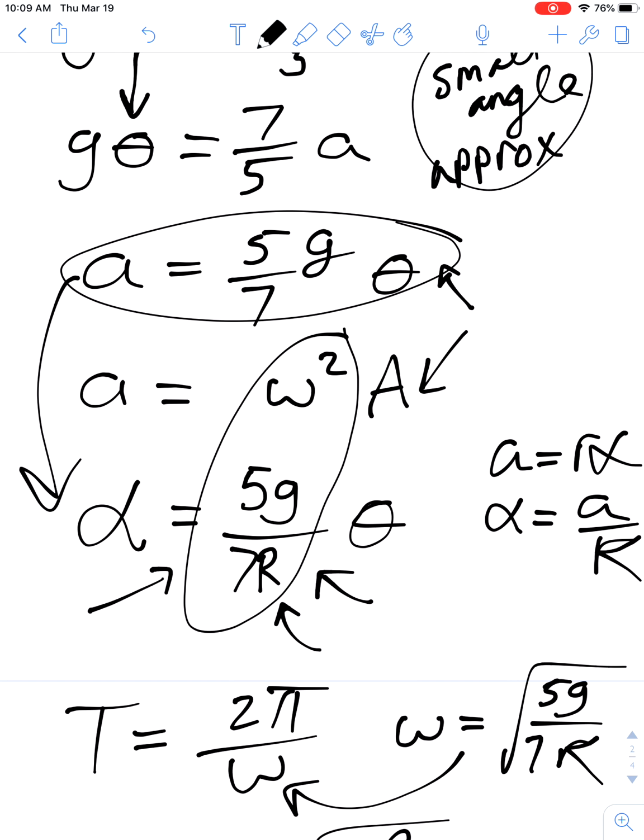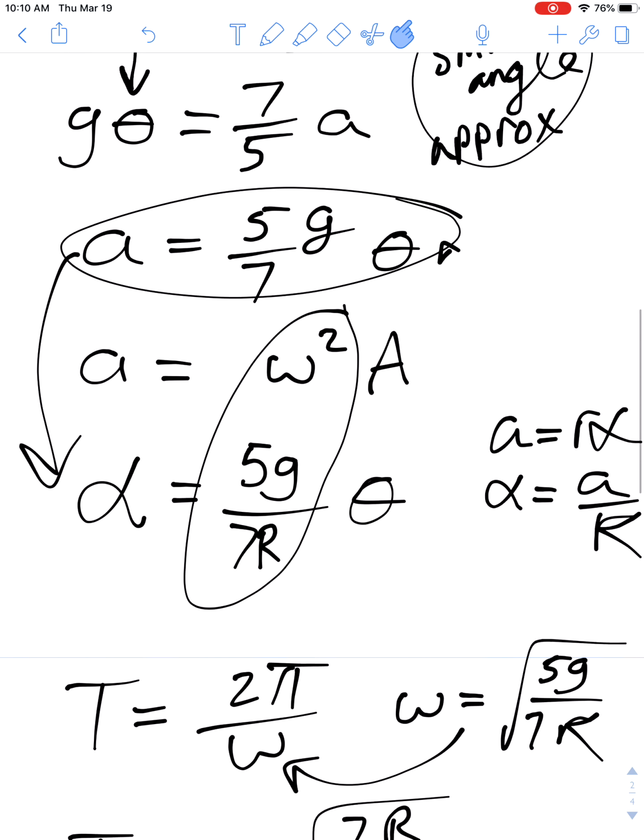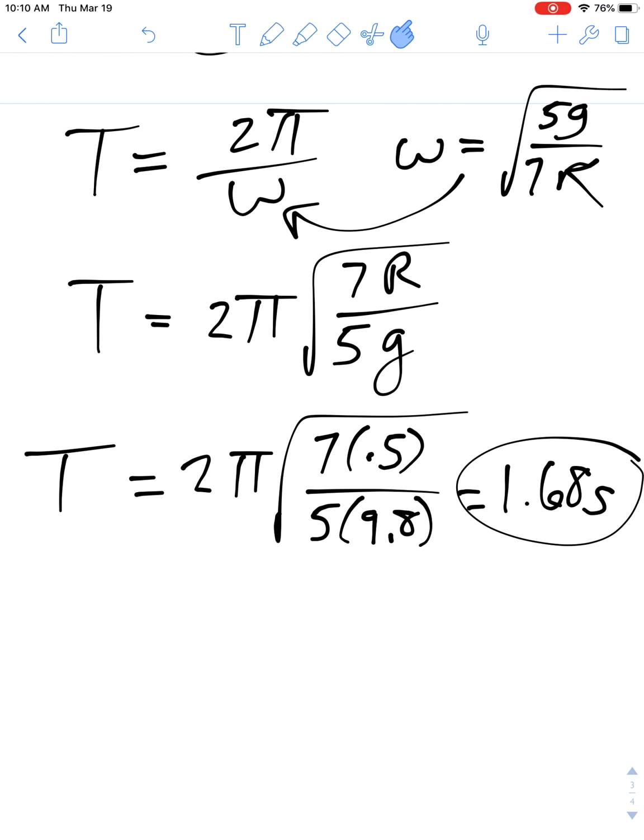the angular acceleration formula. Remember, that comparison is drawn from the fact that theta is the amplitude. We have all these arrows all over the place now, but theta is the amplitude for this system, and that's very, very important. Then we can immediately draw the conclusion that omega squared is equal to 5/7 g over R. Then we just use our period formula and we're done.